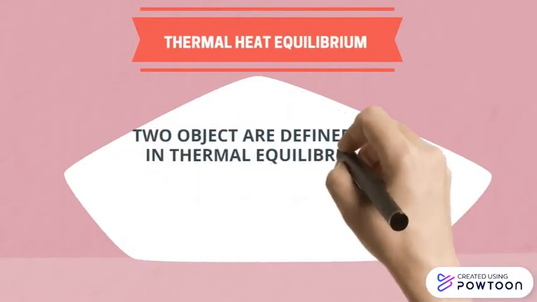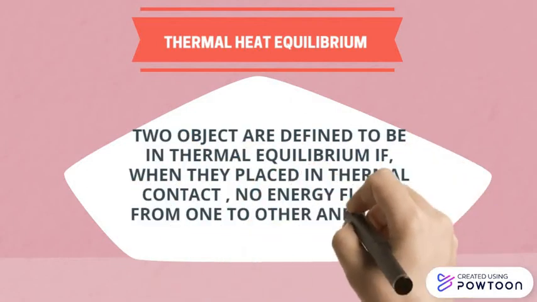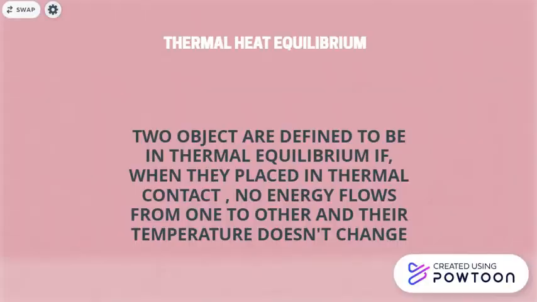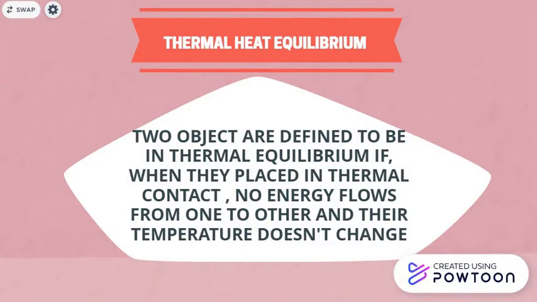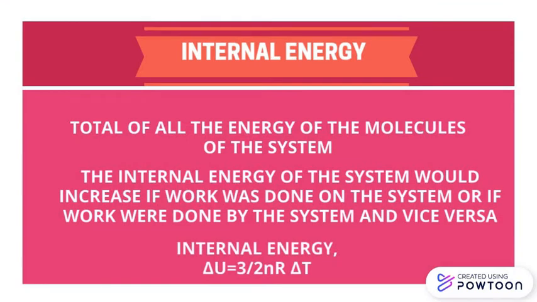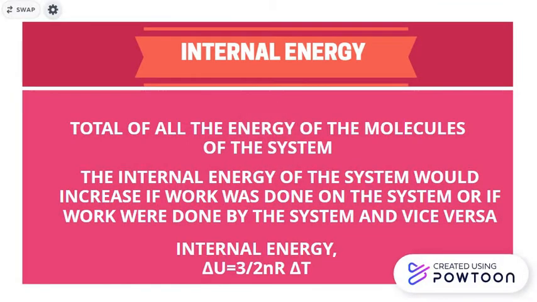Thermal equilibrium. Two objects are defined to be in thermal equilibrium if, when placed in thermal contact, no energy flows from one to the other and their temperatures don't change. Internal energy is the total of the energy of the molecules of the system. The internal energy of the system would increase if work was done on the system, or decrease if work were done by the system, and vice versa. The internal energy formula is delta U equals 3/2 nR delta T.